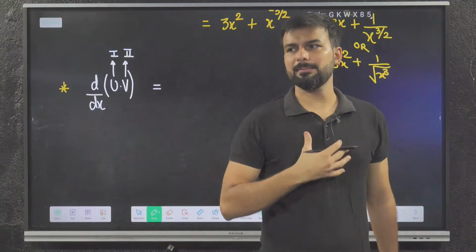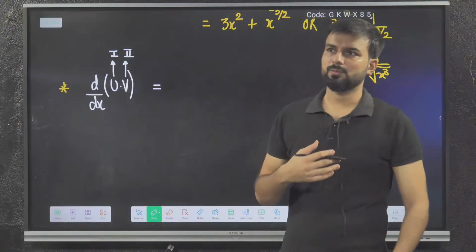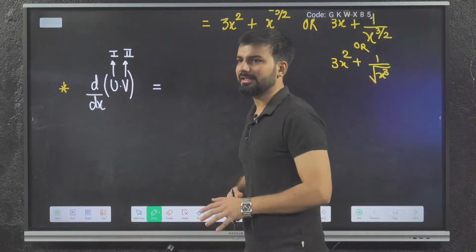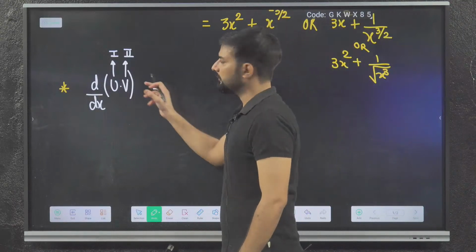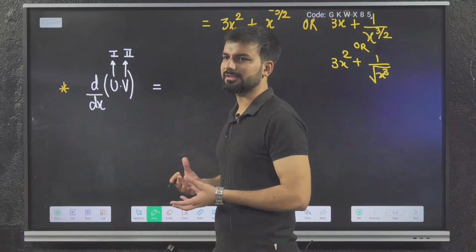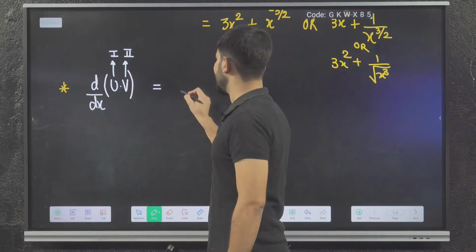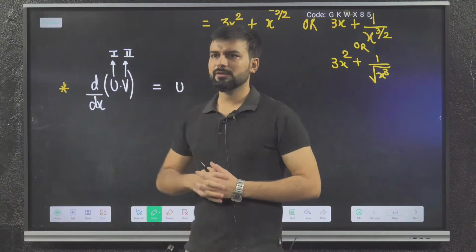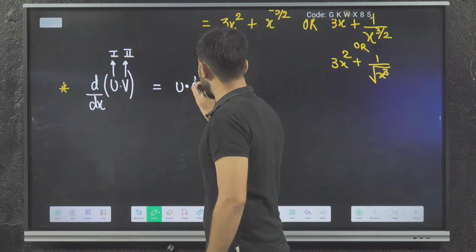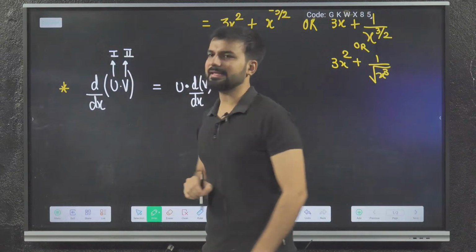Now, how do we remember this formula? This is how I remembered it from when I started studying, like you guys. It is a kind of rhythm. You have to say: first function as it is. What is the first function? U. First function as it is into differentiation of second function.